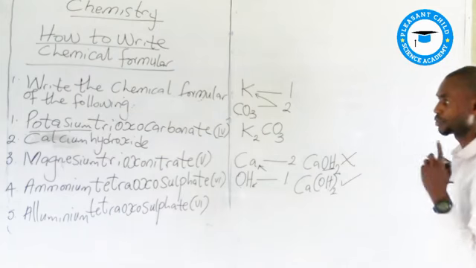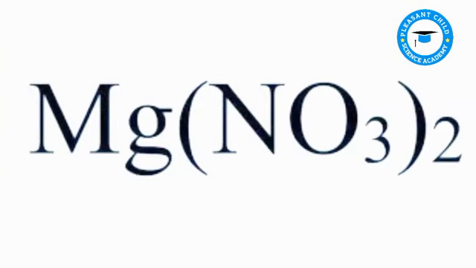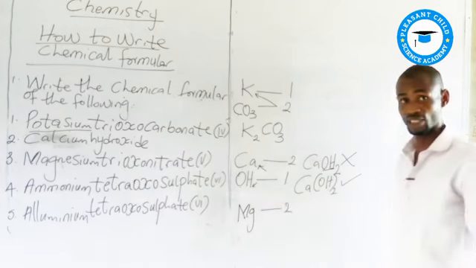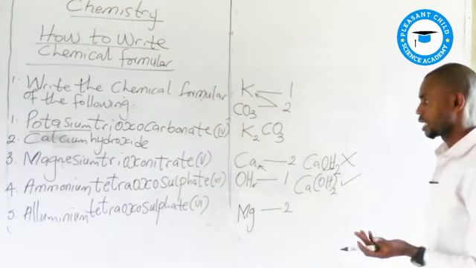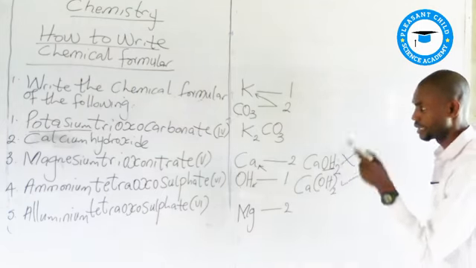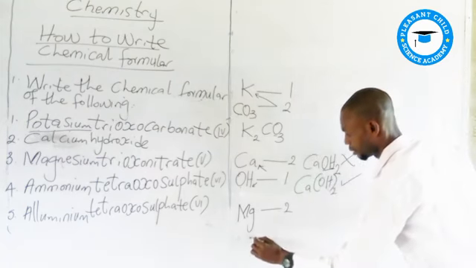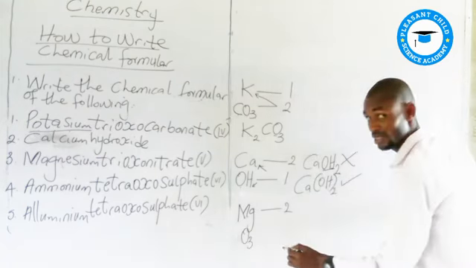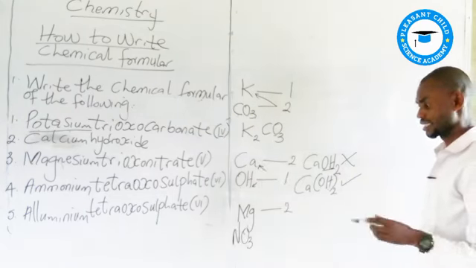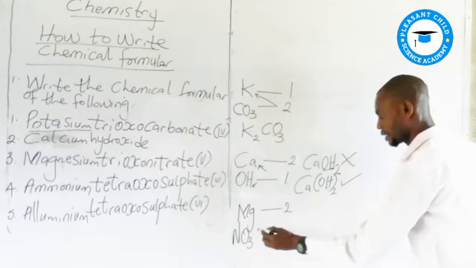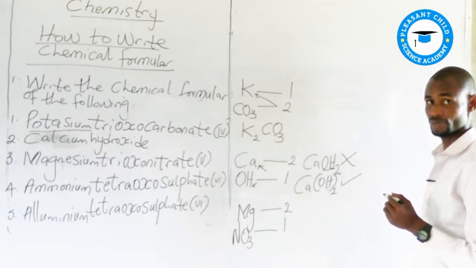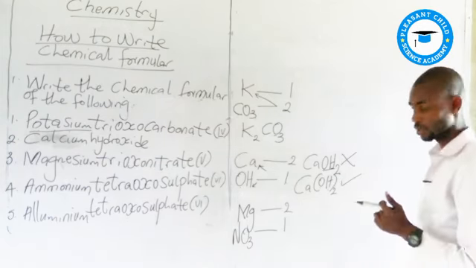And then magnesium trioxonitrate(V). Magnesium, what's the valency of magnesium? The valency of magnesium is 2. And then trioxonitrate(V). Like I said here, tri means 3. Also there is oxygen, and nitrate has nitrogen. The next thing is, what is the valency? The valency of NO3 is 1.